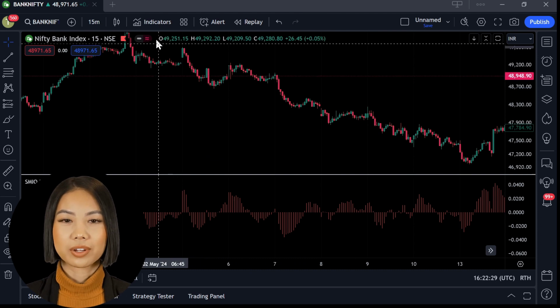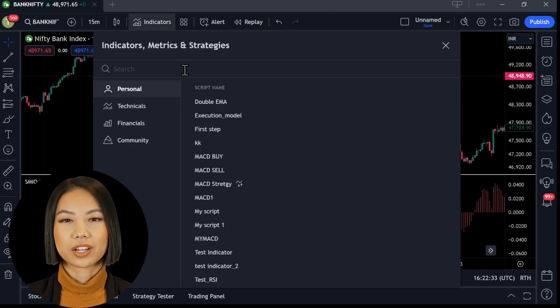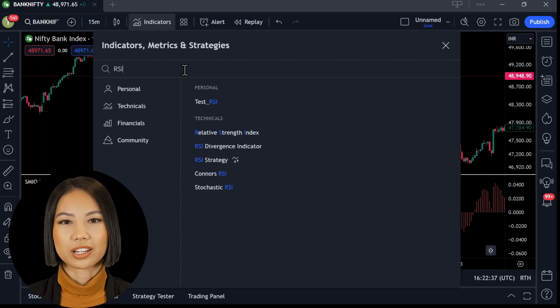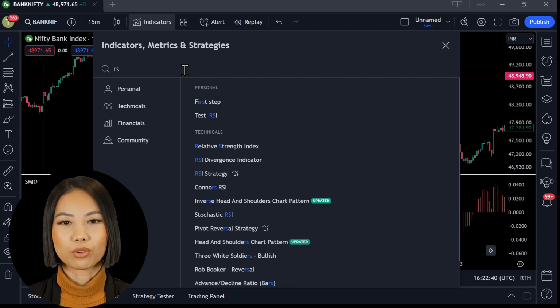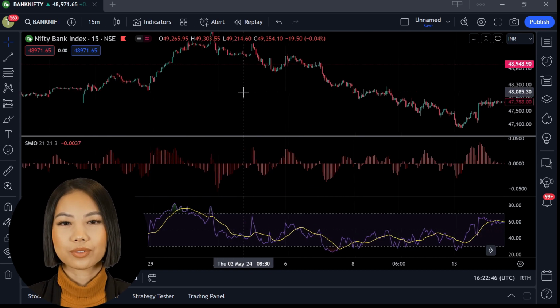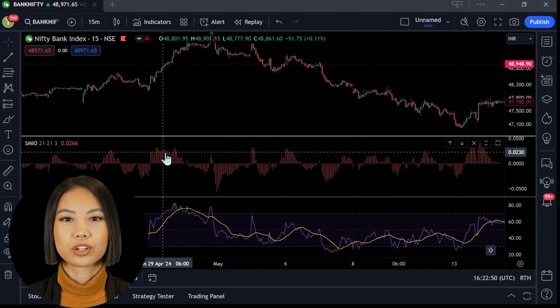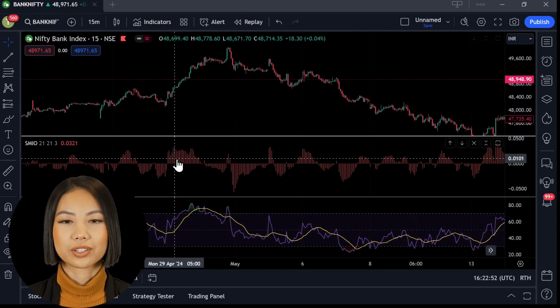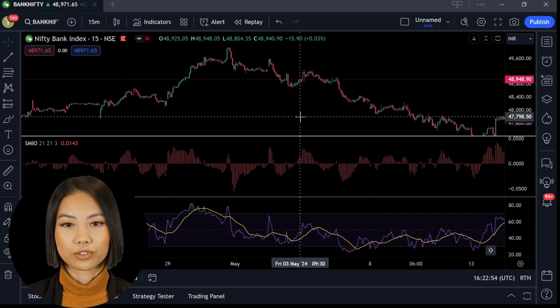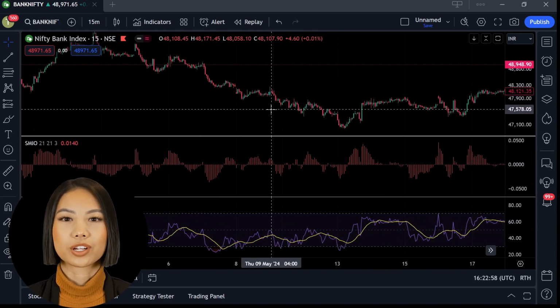Using it in combination with other indicators. Combining the SMI Ergodic Oscillator with other indicators can enhance its effectiveness. For example, pairing it with the Relative Strength Index, RSI, can provide more reliable signals. Use the RSI to identify overbought and oversold conditions. Confirm these conditions with the SMI Ergodic Oscillator's crossovers and divergences. This combination helps filter out false signals and increases the probability of successful trades.